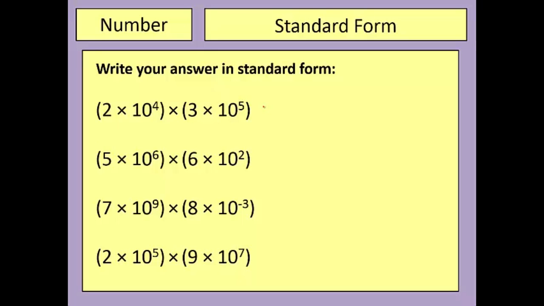Okay, here are the answers. The first question would be 2 times 3 is 6, and then your powers of 10, you've got 10 to the 4 and 10 to the 5, multiply those, that's 10 to the 9. This is already in standard form, so that's done. Then we have 5 times 6, we have 30, and then we multiply the powers of 10, 10 to the 6 times 10 squared is 10 to the 8.